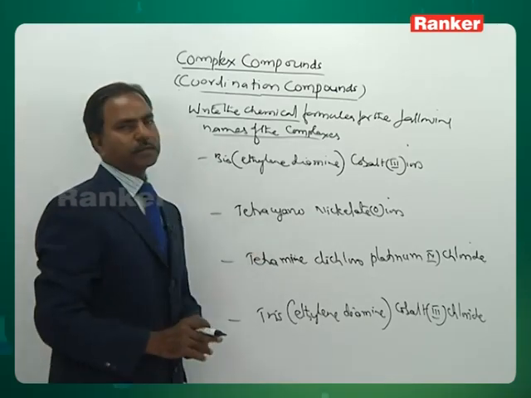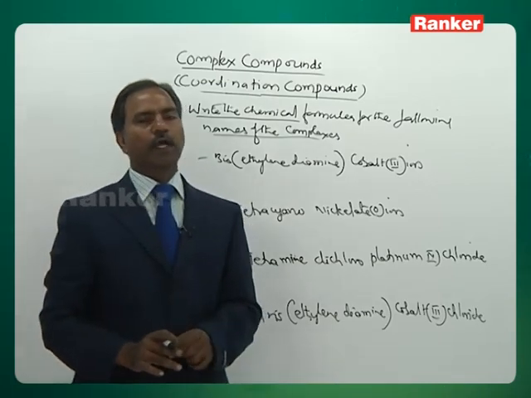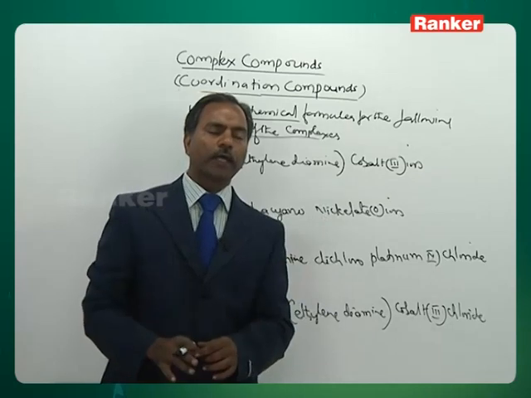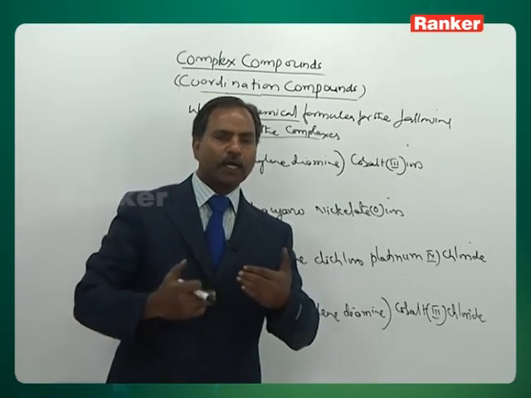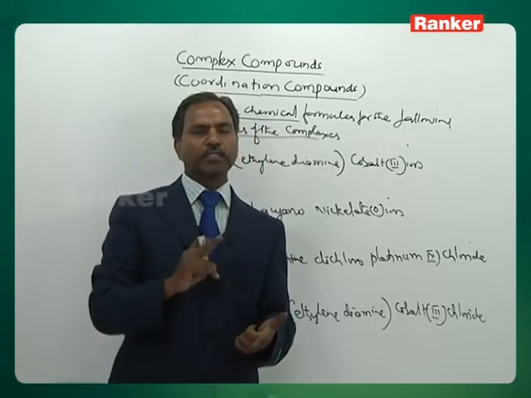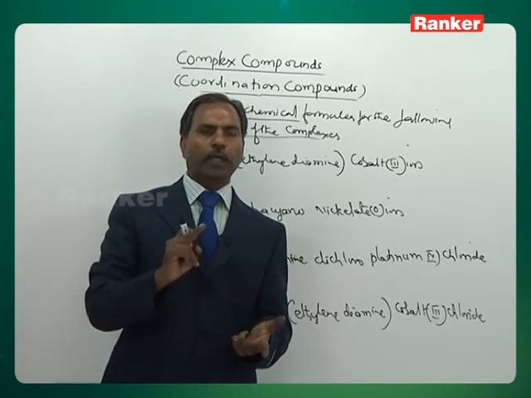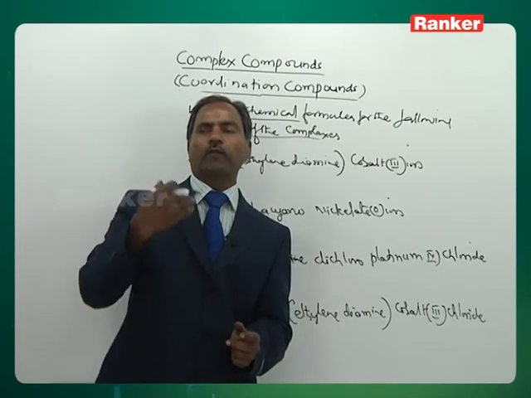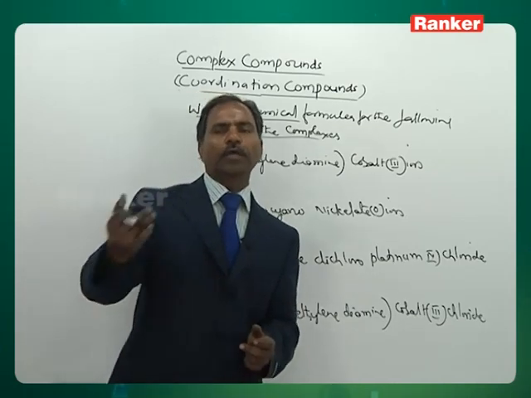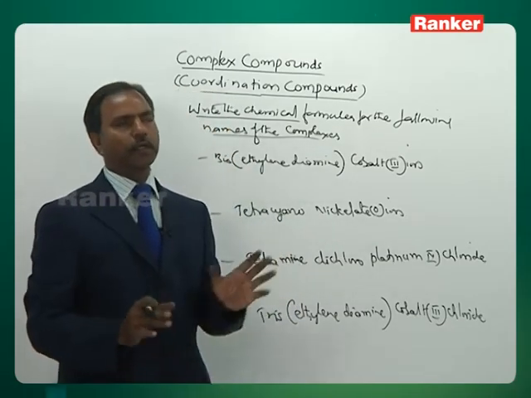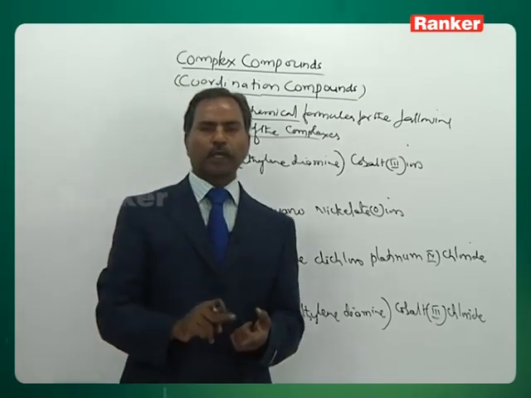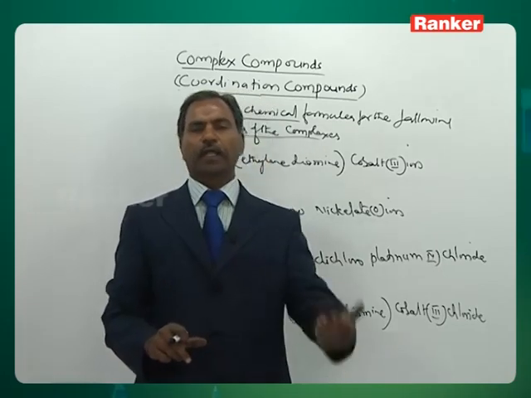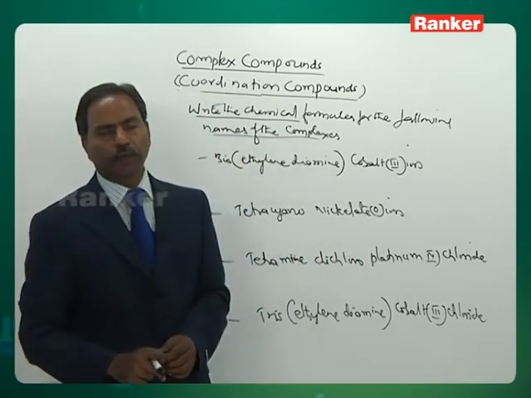While writing the formulas from these names of complexes, you have to follow certain guidelines. First, the metal ion you have to write. Then take the negative ligands, again in alphabetical order. First the metal ion, followed by negative ligands only, which you have to put in alphabetical order. After negative ligands, neutral and positive ligands you have to write. These are the guidelines you have to follow.